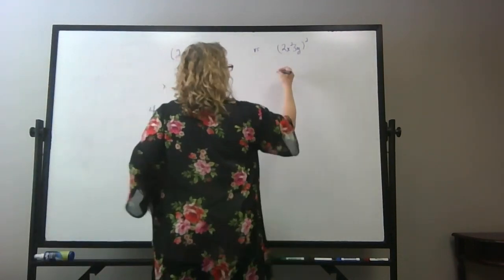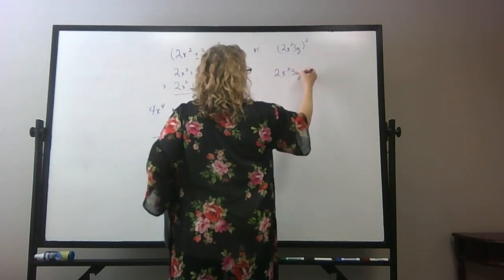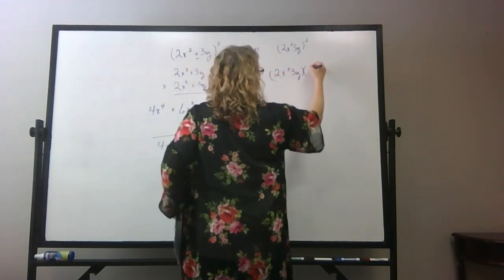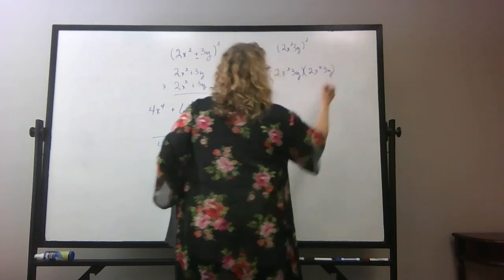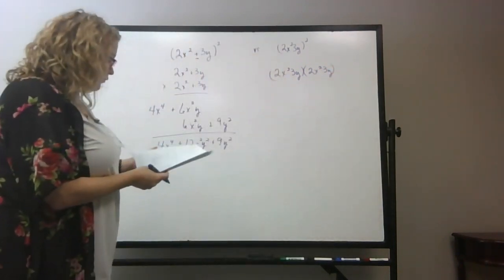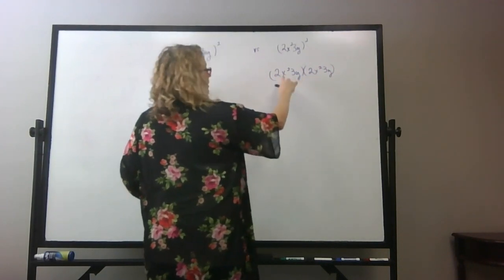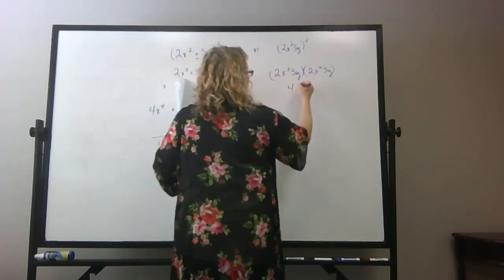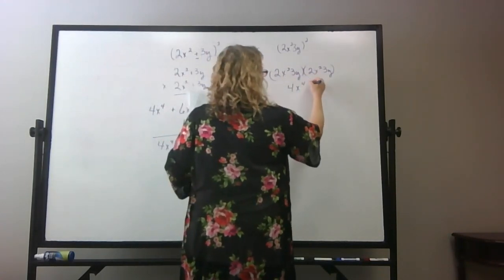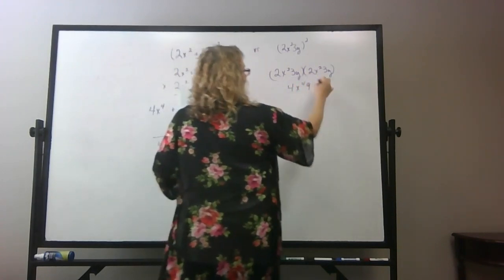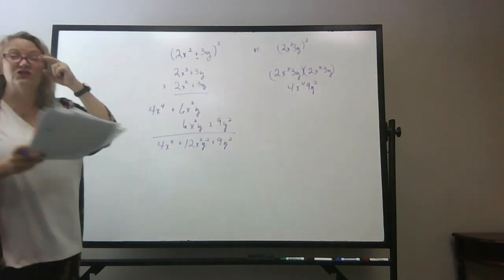Conversely, if I take this right here, 2x squared times 3y, and I multiply it by 2x squared times 3y, I'm going to wind up doing the 2 times the 2 is 4. The x squared times the x squared is going to give me x to the 4th. Then the 3 times the 3 is 9. And the y times the y is y squared. Okay, so I get a totally different answer.